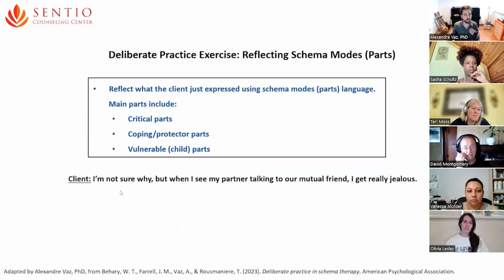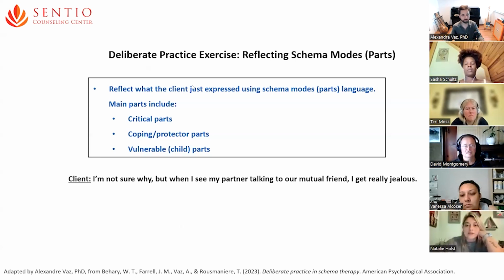Let's try another one. So client says, I'm not sure why, but when my partner started talking to our mutual friend, I get really jealous. So try in the chat, what are the parts you're seeing here? Or part. Great. Okay, so most of you are writing vulnerable, right? A few of you have written vulnerable slash coping. Natalie, for example, do you want to say a bit more? Because you wrote vulnerable slash coping.